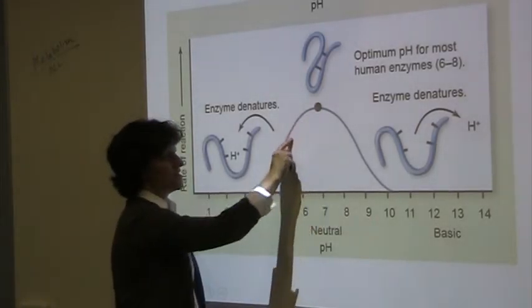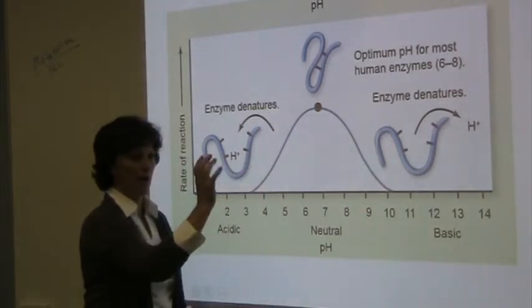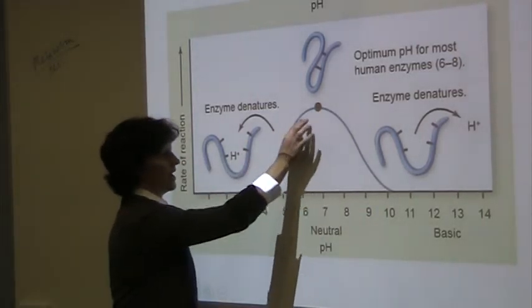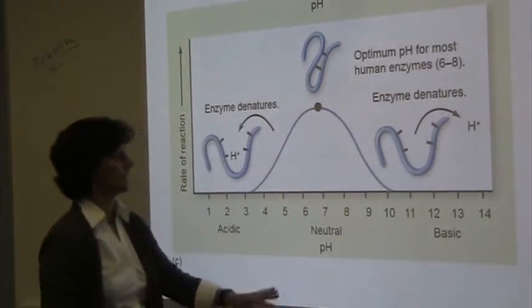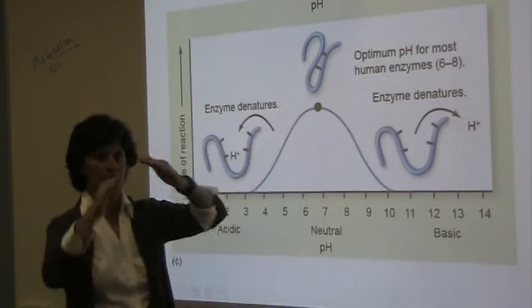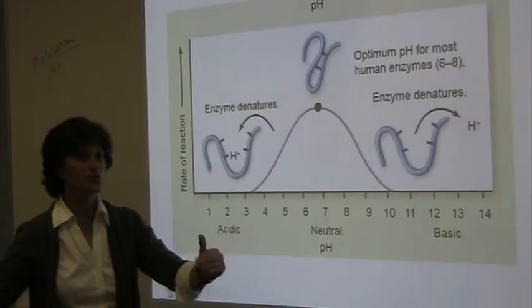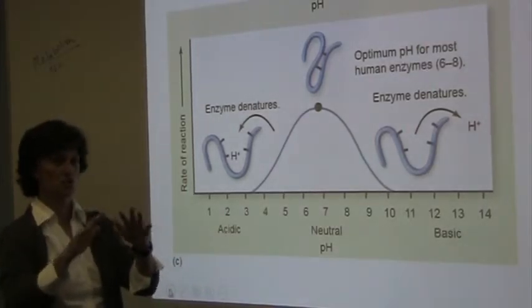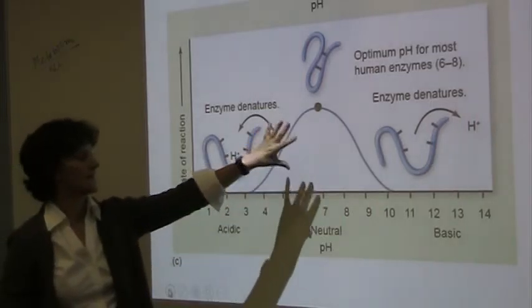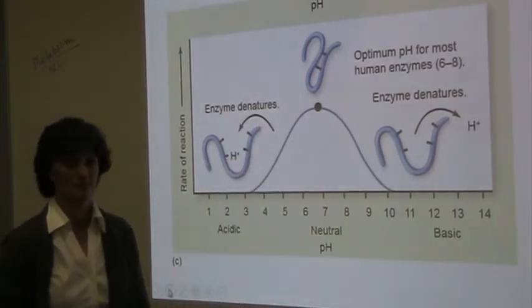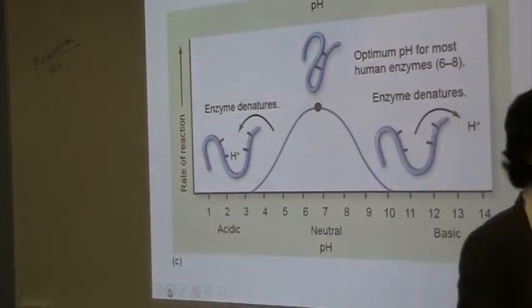If we either decrease or increase the amount of hydrogen ions, so we get more hydrogen ions, more acidic, or we lose hydrogen ions and become more basic, what happens to the reaction rate? It falls off. Either direction, it doesn't matter. And I showed you how the hydrogens are either being put on or taken off, and that enzyme or protein is unfolding. So optimal pH is what we expect.